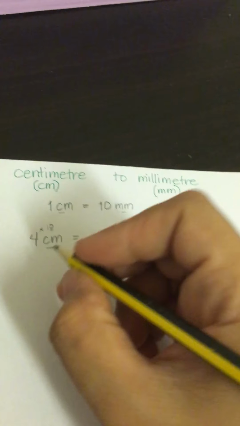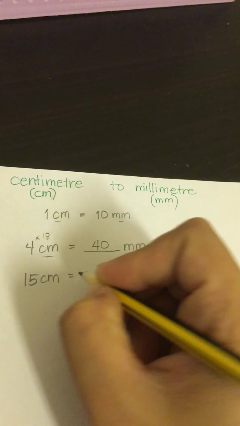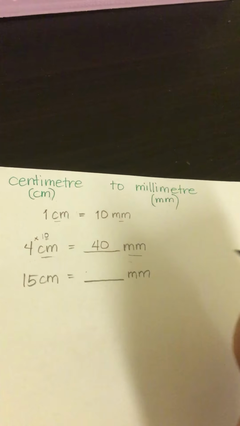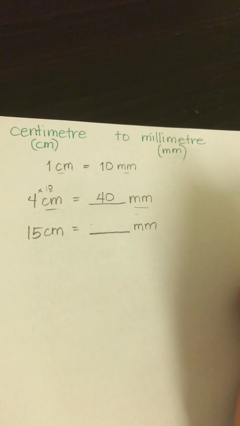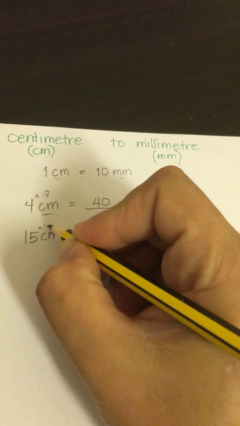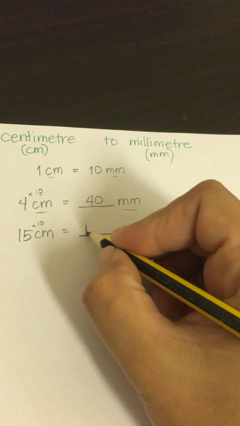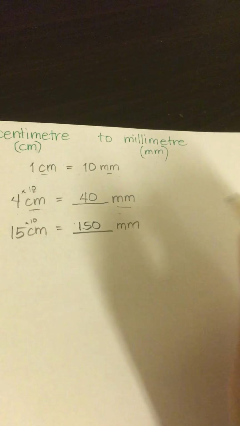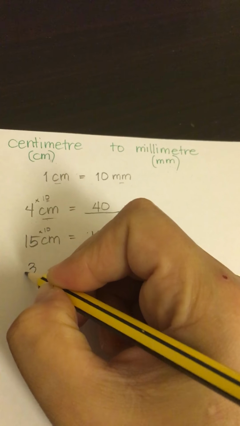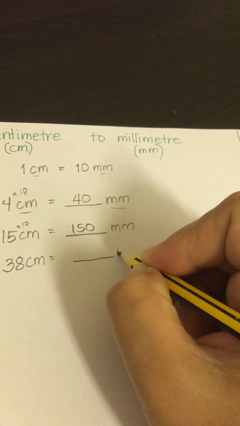Another one. For example, we have 15 centimeter. If we want to change it into millimeter, since 1 centimeter is equal to 10 millimeter, we multiply it again by 10. So 15 times 10 is 150 millimeter. If you see the pattern, it's very easy to change centimeter to millimeter.